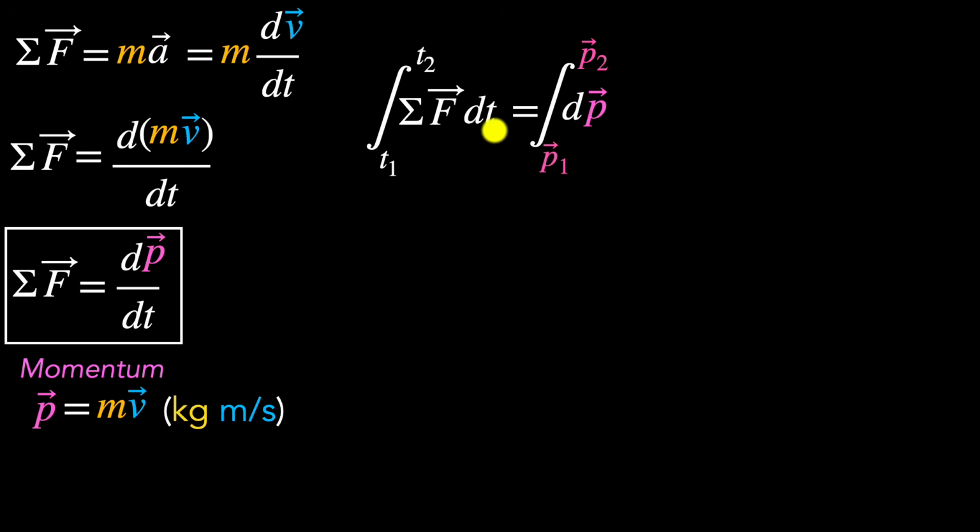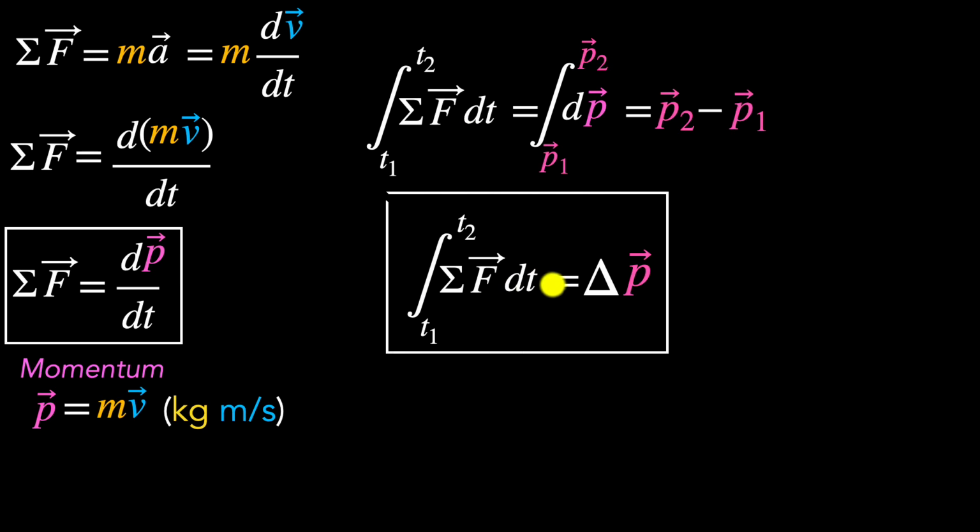Okay, the left-hand integral depends upon the force function. But what about the right side integral? Here, on the right side, I'm just integrating 1 with respect to P. What's that? Well, that's just P. And with the bounds P1 to P2, it's going to be P2 minus P1. In other words, the right-hand side is the change in momentum. And so now I can write that this integral equals change in momentum.